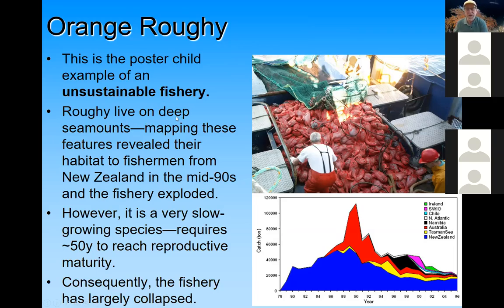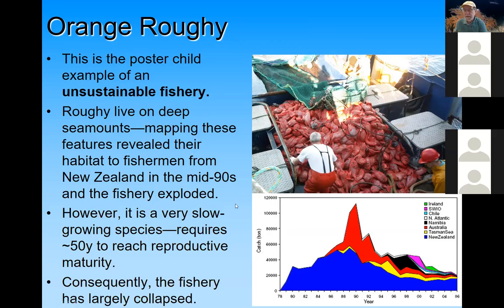We know what seamounts are. Seamounts are volcanic features that are covered with water but have a rocky substratum. And so roughy like to live on these seamounts. And that's where their population is adapted to live, and they can have relatively high numbers.